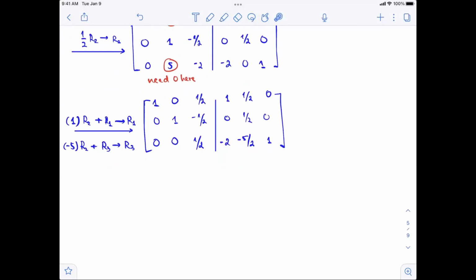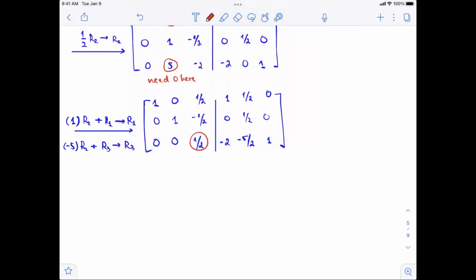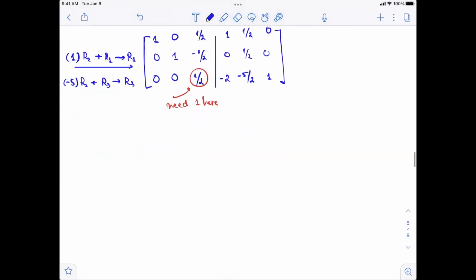All right, so we're done with the leading one in the first row, the leading one in the second row, and the entries above and below them are 0. We move on to the third row. We want to turn this into a leading one as well. So what you do is multiply row 3 by 2 to obtain a new row 3. So again, in this case, row 1 and row 2 remain the same. So 1, 0, 1/2.